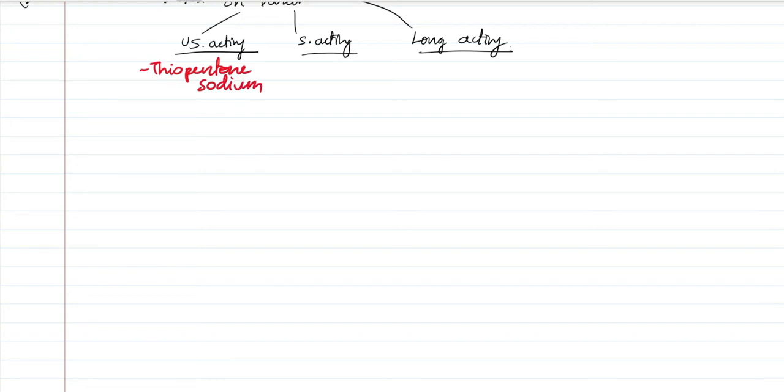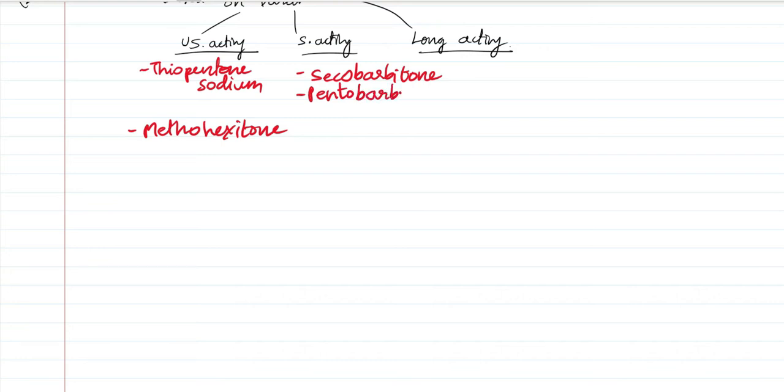Prototype barbiturate essentially means that you use this drug's properties and you consider this as the main representative of the group, and you compare it with other drugs of the same group. And the second ultra short acting is methohexital. Coming to the short acting, we have secobarbital and pentobarbital. And in long acting, we have primidone and phenobarbital.